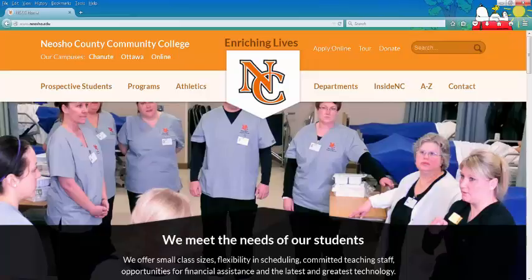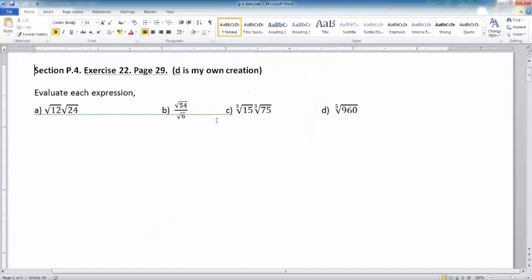And welcome again. This time we're going to go over exercises for P4. Let's get going. First, we're just going to do some exercises with roots. I'm going to start off with exercise 22 on page 29.